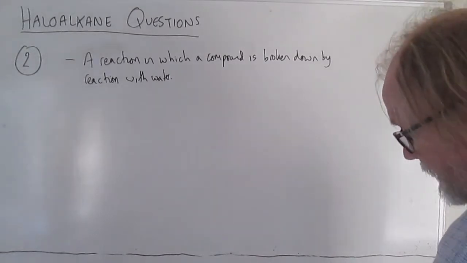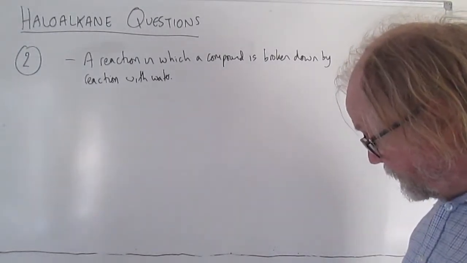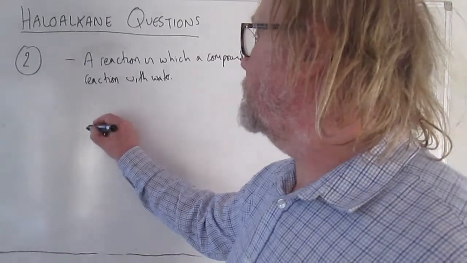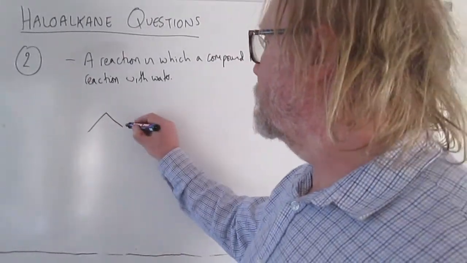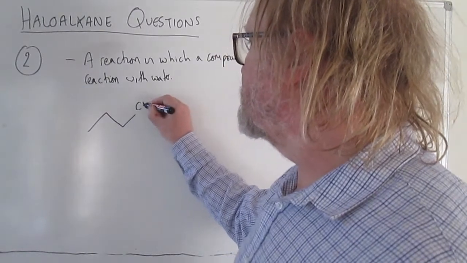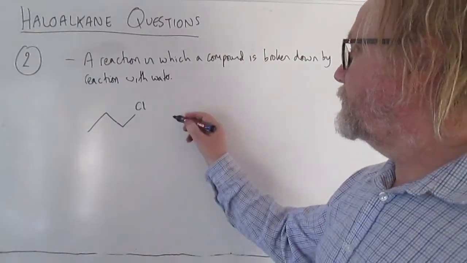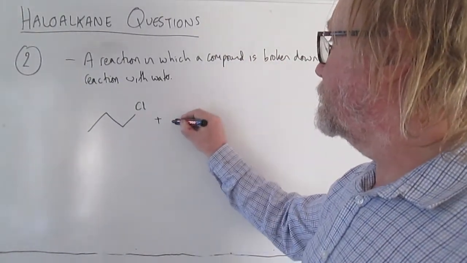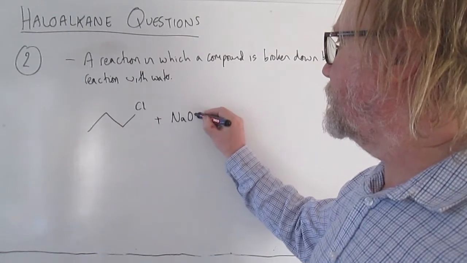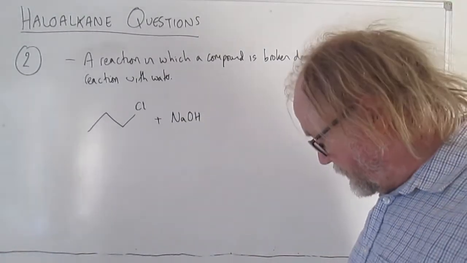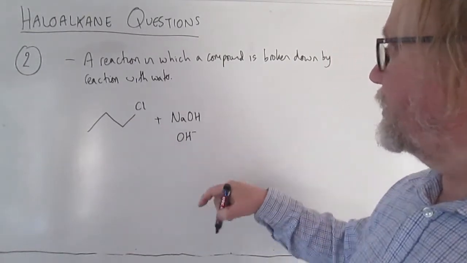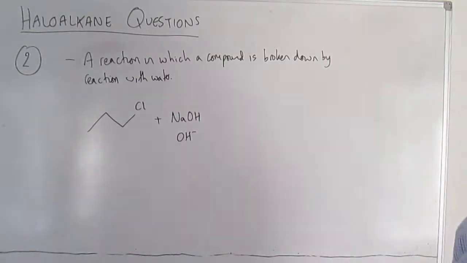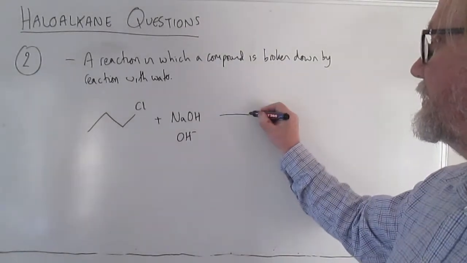Okay, so then it wants an equation for the hydrolysis of 1-chloropropane. So that's propane, 3 carbons. So 1-chloropropane is that, with aqueous sodium hydroxide. So you can either do this as an ionic equation or as a full equation. So I'll just write both up and then you can choose. So in other words, you can either put NaOH or you can put OH minus there.